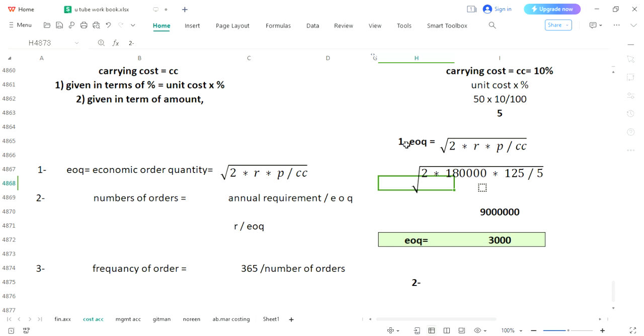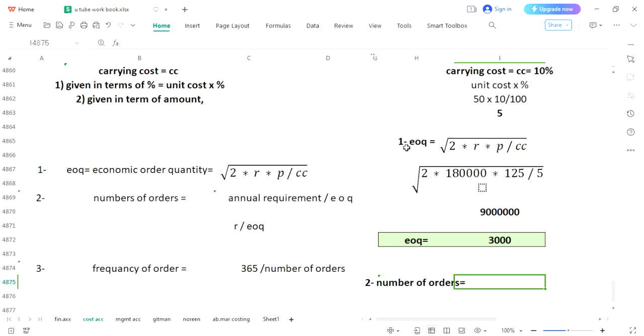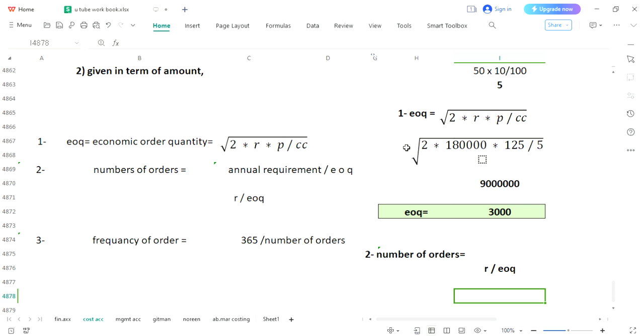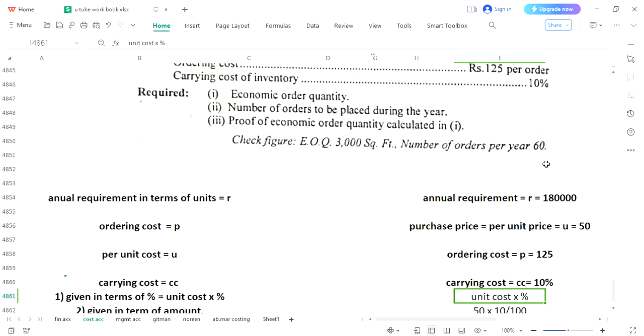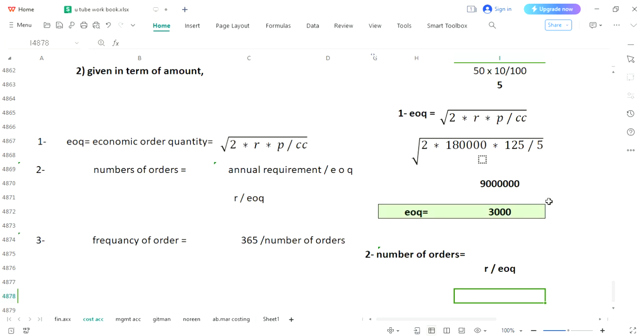and that is number of orders. For that you have your formula. You need to put annual requirement R, and it would be divided by economic order quantity. So in a similar way, annual requirement was given in your question. Look at here, annual requirement 1,80,000. Put the same amount over here, and then you need to divide with what? Economic order quantity, and that is calculated as 3000.